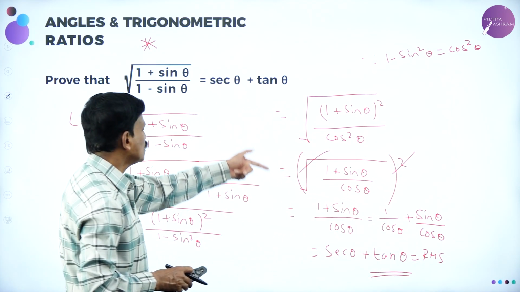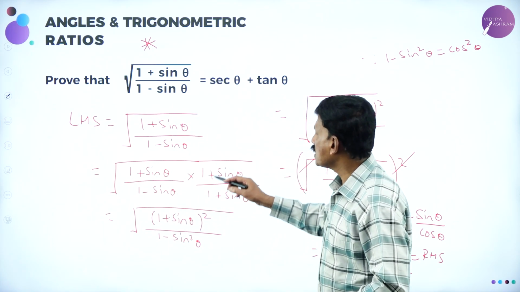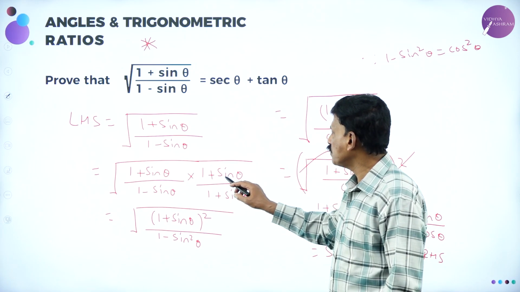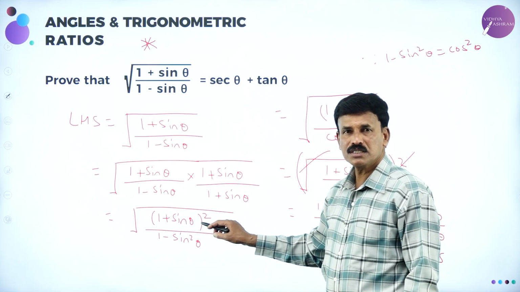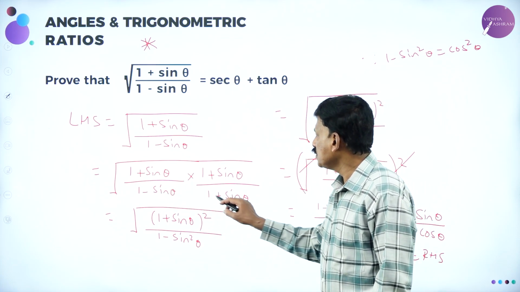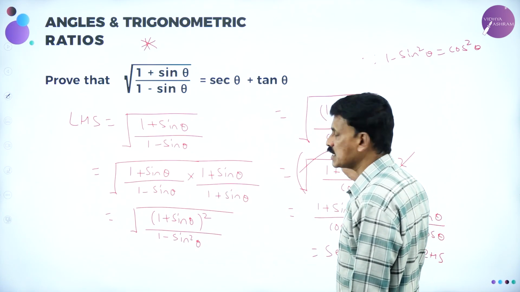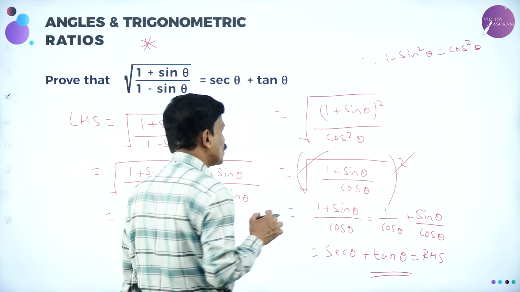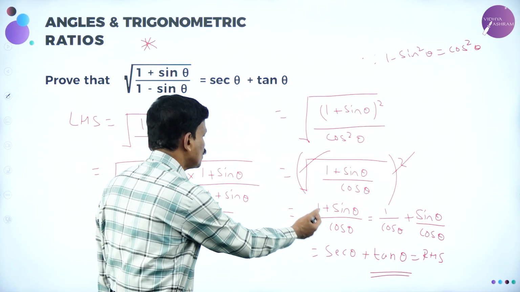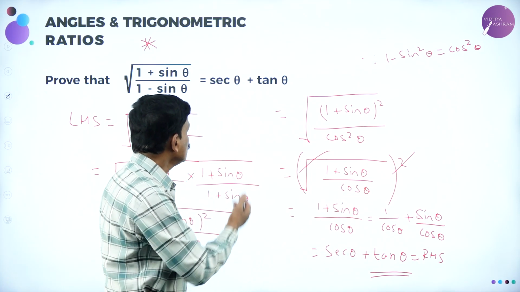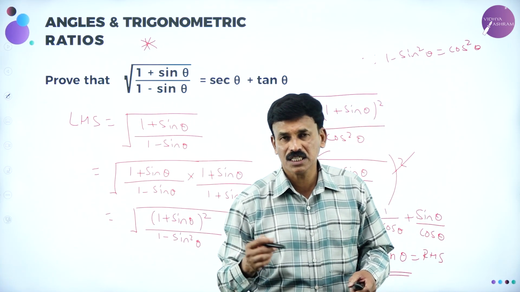So secant theta plus tan theta, very important problem. Just rationalize the denominator: multiply and divide by 1 plus sin theta. 1 plus sin theta into 1 plus sin theta is 1 plus sin theta whole square, divided by 1 into 1 is 1, minus into plus minus, sin into sin is sin square, 1 minus sin square. What is 1 minus sin square? Cos square. So square root of 1 plus sin theta by cos theta whole square, square root gets cancelled, term by term division, 1 by cos is secant, sin by cos is tan, which is the required answer. Very important problem.